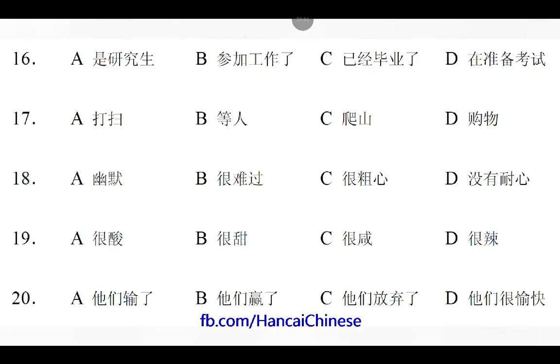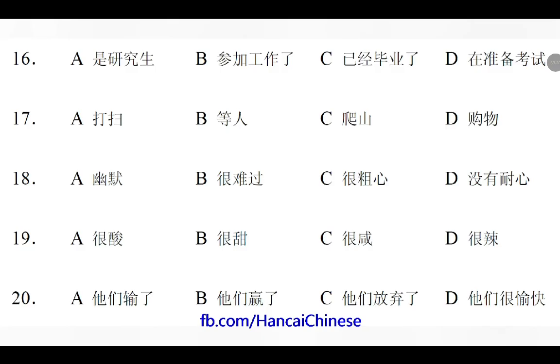The first option is 是, which is also a verb. 是学生 is a student and 不是学生 is not a student. We have to be careful about this. And 参加 means participate, and 已经毕业 means already graduated. These are important keywords. We just try to listen for them in the audio. And here, 准备考试, now he is preparing.